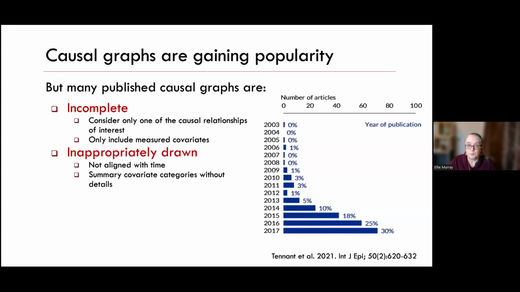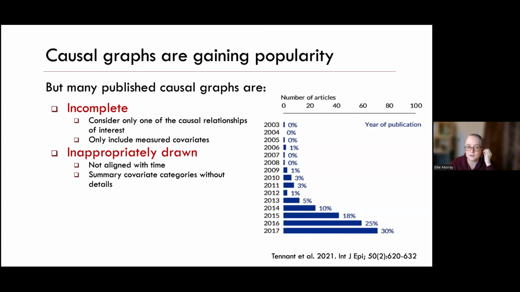Or they might be inappropriately drawn. For example, a graph not aligned with time is not necessarily wrong, but it can make it very hard for the viewer or reader to parse the graph. That limits how easily people can convey their assumptions with their graph.